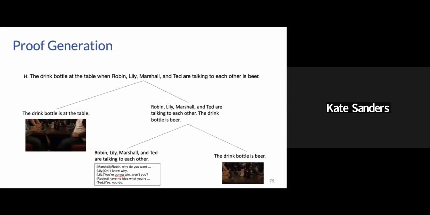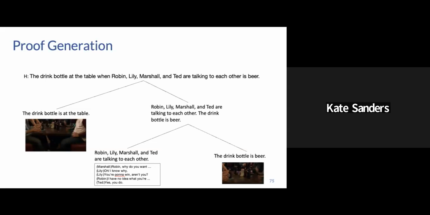When you pass this question into the system, it first converts the question answer pair into a hypothesis. So, the drink bottle is beer. Given the amount of complexity in this sentence, it's unable to prove it at the current level with the information it has from the vision and text data. So the system decomposes this hypothesis into two parts. The drink bottle is at the table and the characters are talking to each other, and the bottle is beer. At this point, the left node is now simple enough to prove given the visual data that we have. And there it is, there's the visual evidence.